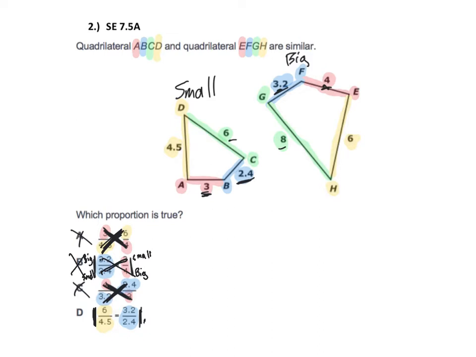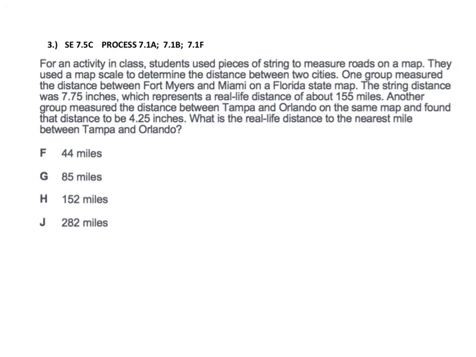We have 2.4s in the small, 3.2 is in the big, the 6 is in the big, and the 4.5 is in the small. So the smalls connect, the bigs connect, and if you see, that box is in our answer, which tells us D is our answer. So number 3 is a word problem.